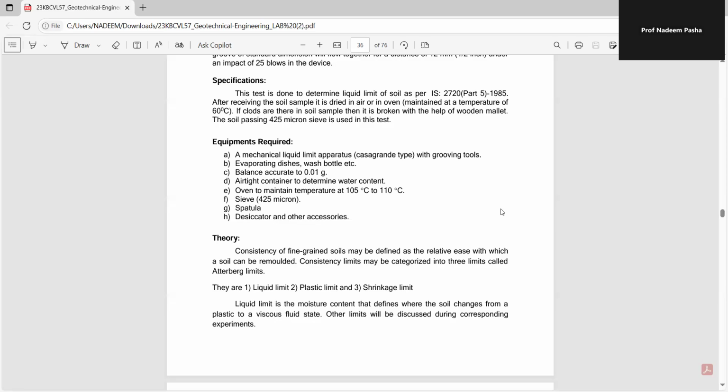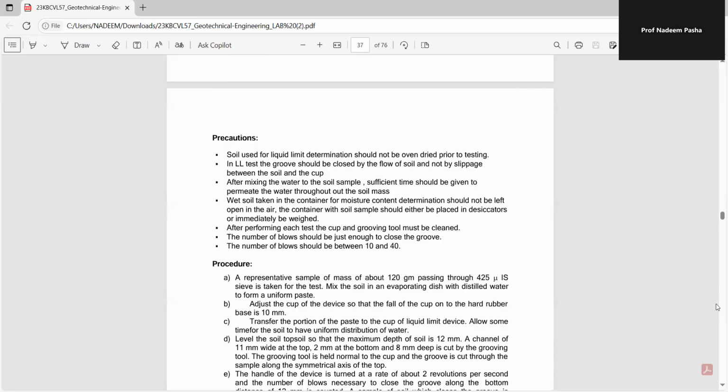So what is the theory part? Consistency of fine grained soils may be defined as the relative ease with which a soil can be remolded. Consistency limits may be categorized into three limits called Atterberg limits. So what are the three limits? Liquid limit, plastic limit, and shrinkage limit. So first is liquid limit. How do you define liquid limit? Liquid limit is the moisture content that defines where the soil changes from a plastic to a viscous flow state. Other limits we will discuss during the corresponding experiments.